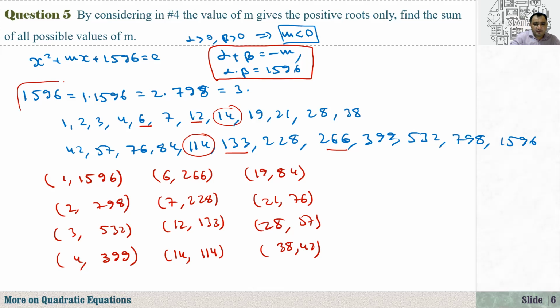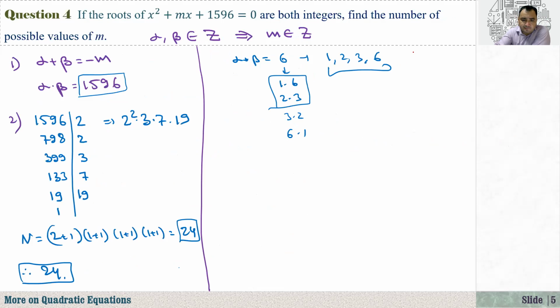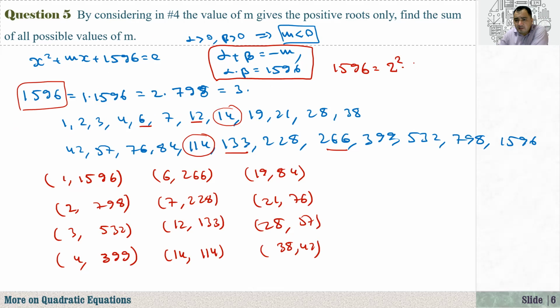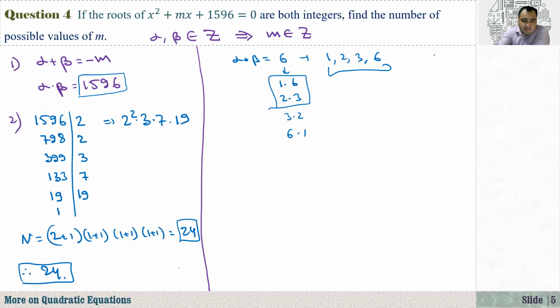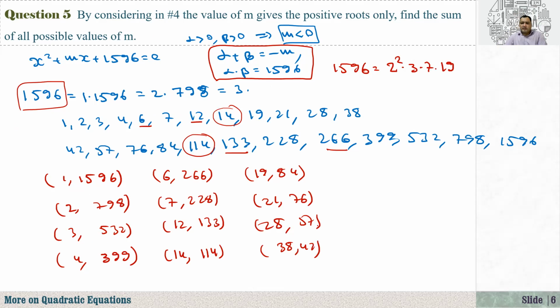Once again, remember 1596 is equal to 2 squared times 3, 7, and 19, right? 3, 7, 19. So how do you find the sum of the factors of a natural number? To do this one, we are just going to use this formula.